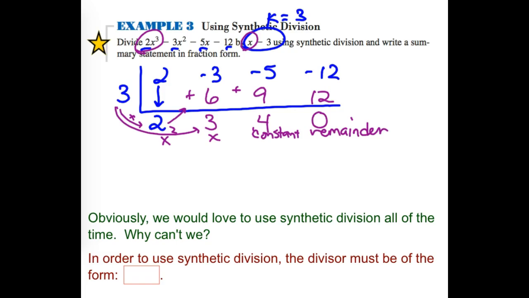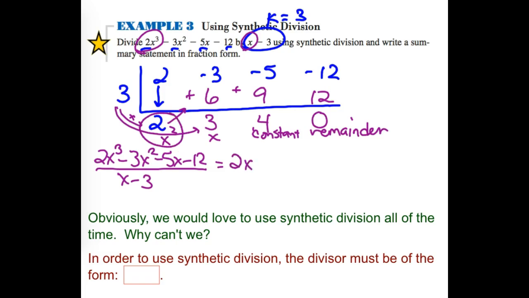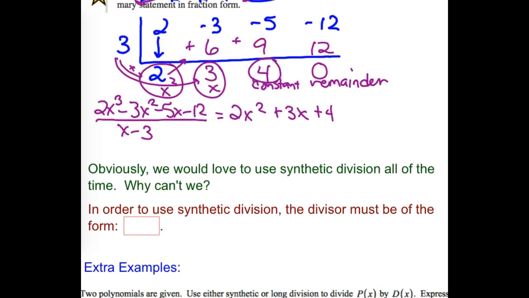So my answer, if I take 2x cubed minus 3x squared minus 5x minus 12 and divide it by x minus 3, I end up with 2x squared, 3x, a plain 4, constant 4, and no remainder. Okay? The one thing you should take note of is if you are dividing by x minus 3 in this polynomial, then obviously x cannot be a positive 3 or it would make 0 as our divisor. We can't have that.